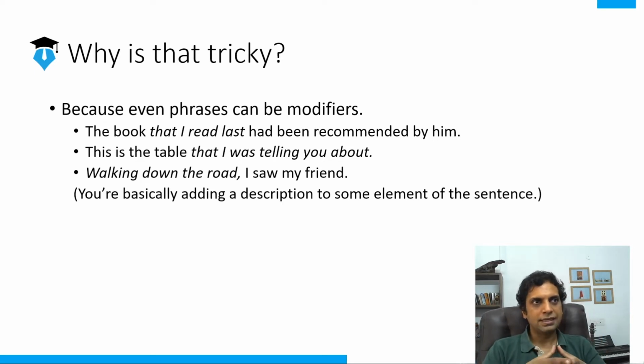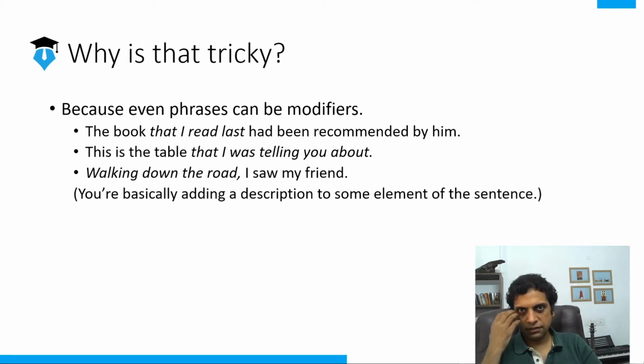So here, that I was telling you about is a phrase that's adding more information about the table. It's another phrase that is acting as an adjective. Walking down the road, I saw my friend. When did I see my friend? I'm providing more context. So basically, I'm adding a description about other elements in the sentence. That essentially is a modifier as a phrase.